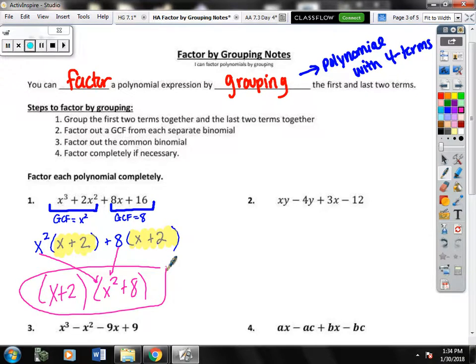Well, I should say, check and see if you can factor further. This obviously cannot be factored further because it's already linear. This one is not a difference of squares, so it's not a perfect square. You can't factor that any further. But if you could, you would.